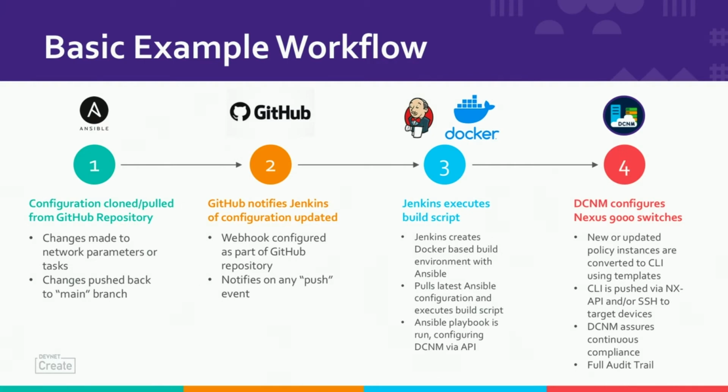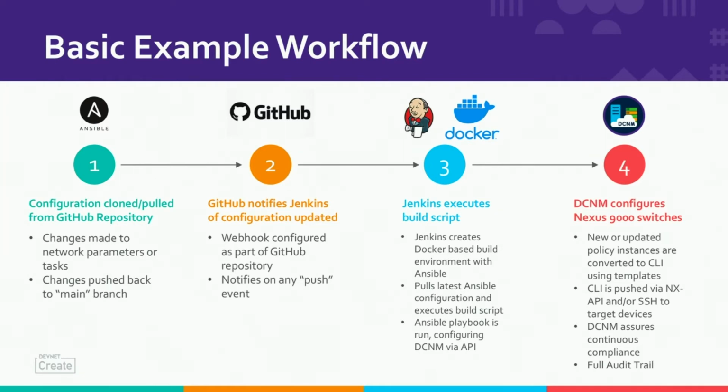Within GitHub, we have a webhook, a notification capability, where it notifies a separate program called Jenkins, which is part of our CI/CD pipeline, that a change has been made to the network configuration. Jenkins will then go and build a particular build environment that we've documented and designed, in this case built using a Docker container. And that will go and grab the latest Ansible configuration from that GitHub repository and then execute that script.